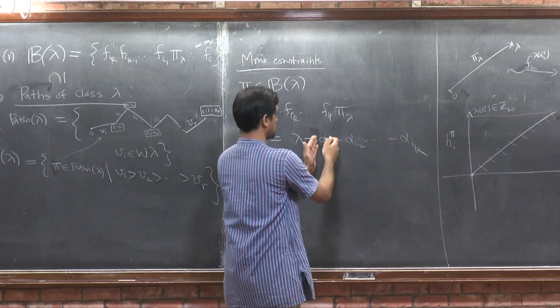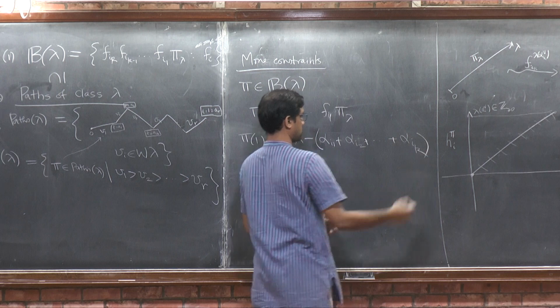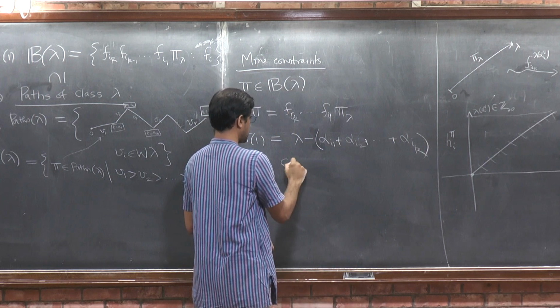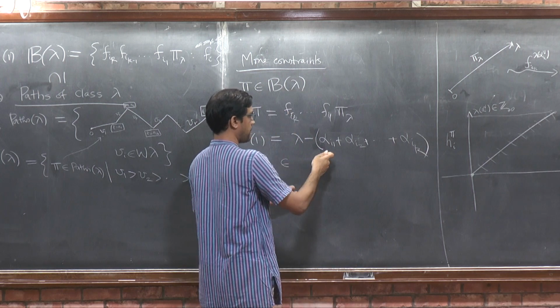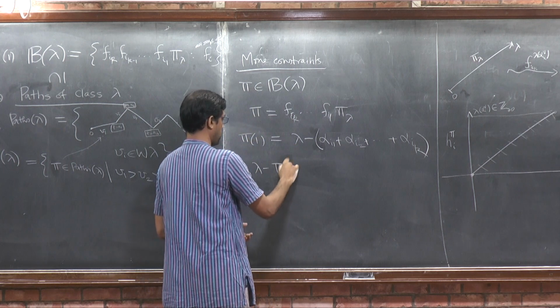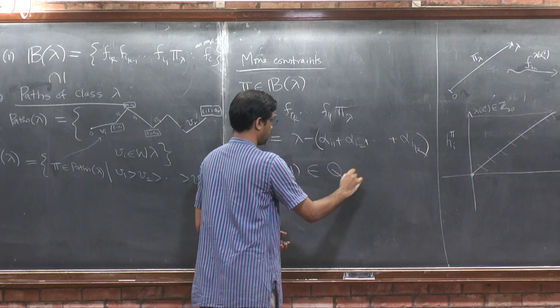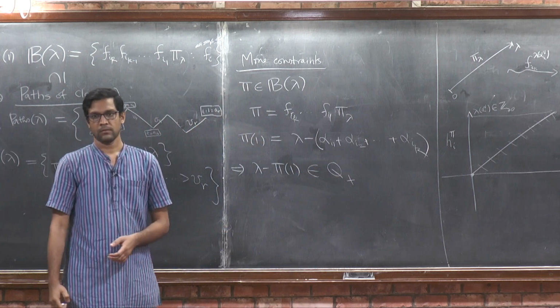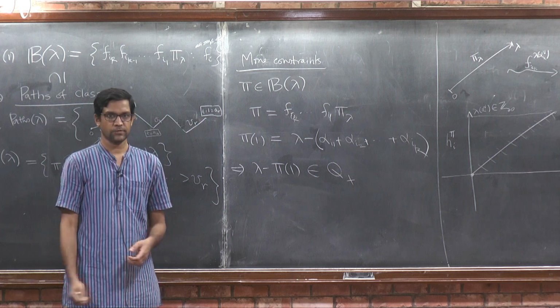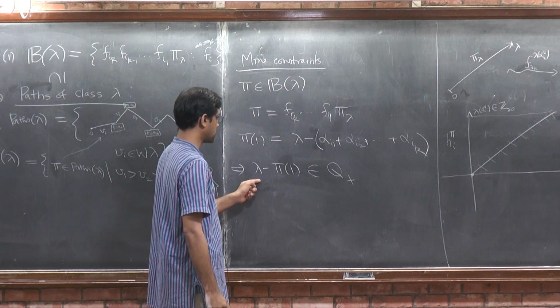This is a sum, if you wish, of some bunch of simple roots. So in other words, this endpoint is of the form lambda minus some element, in other words, lambda minus pi 1 must be in q plus. It must be an integral combination of the simple roots. Now let's see what this condition implies.